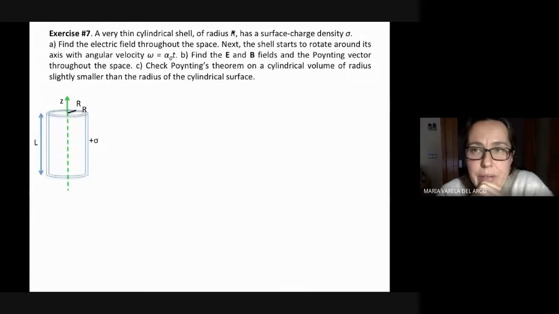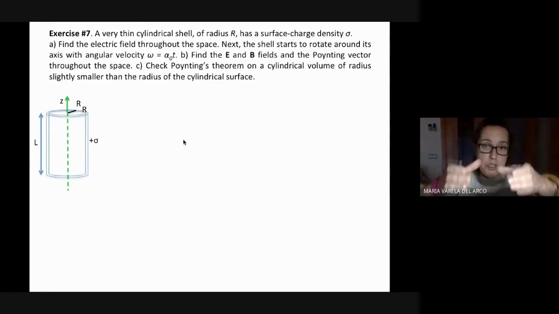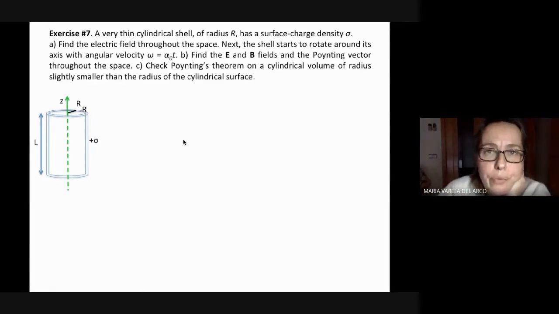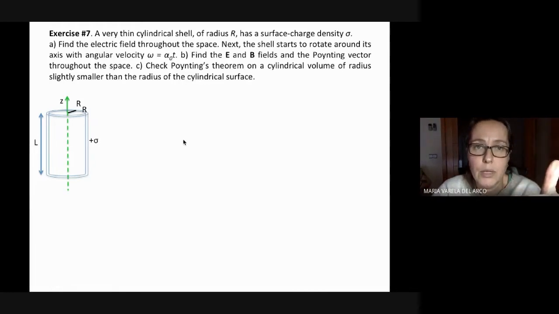In exercise number 7, there is a very thin cylindrical shell of radius capital R, which is charged with a surface charge density sigma. Since this is a conducting shell, obviously the charge is going to be distributed homogeneously over the whole surface of the system. First of all, they say find the electric field throughout the whole space. This is not going to be difficult because it's an electrostatics problem and we'll solve it fairly easily.